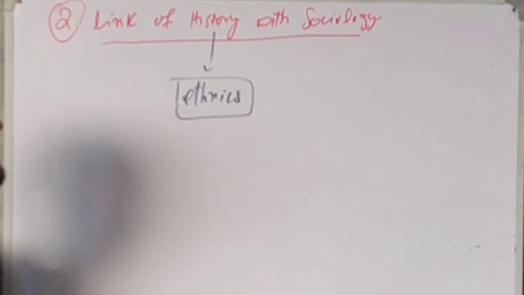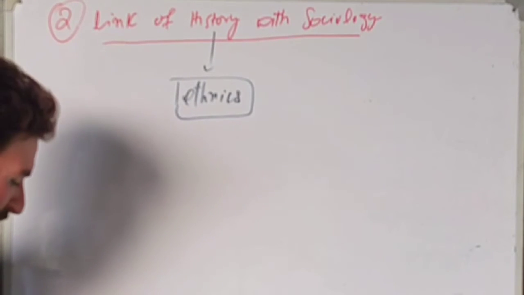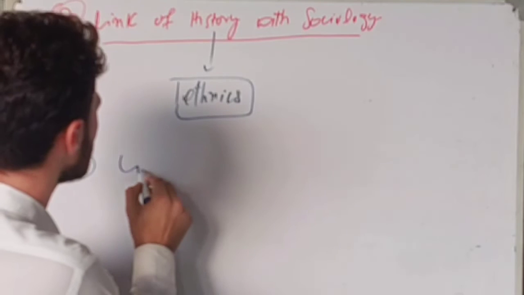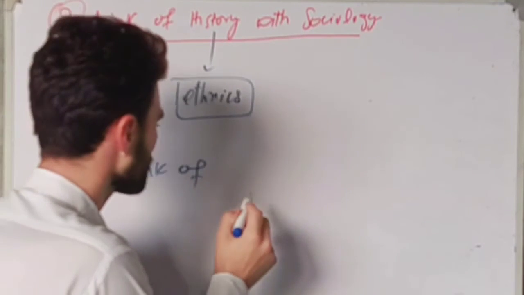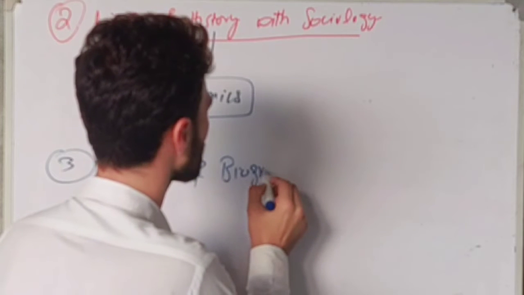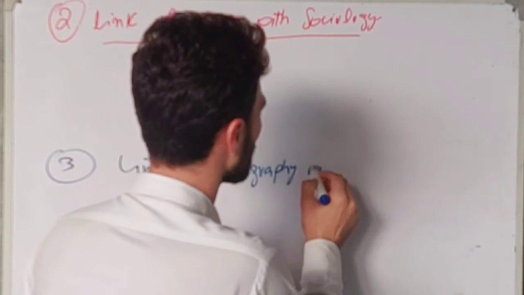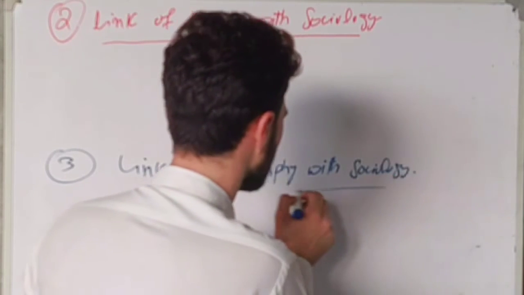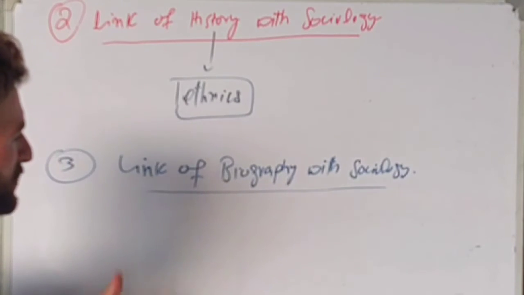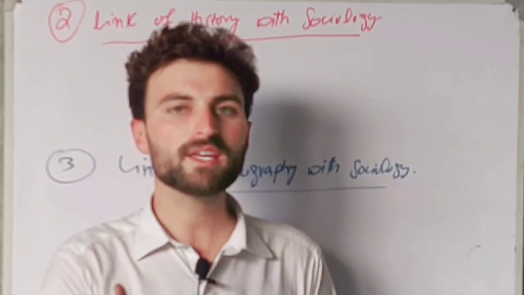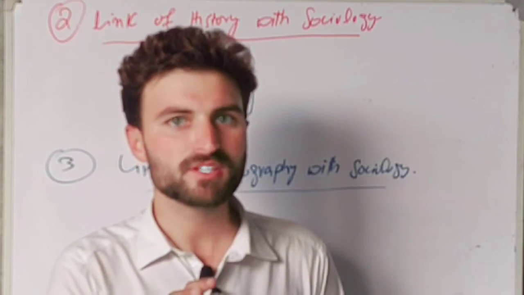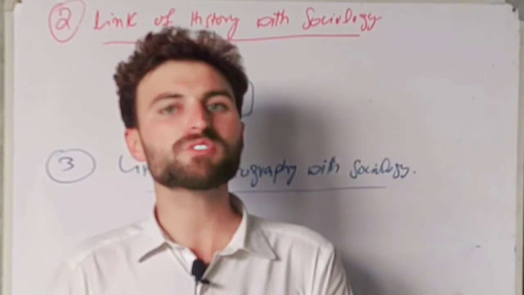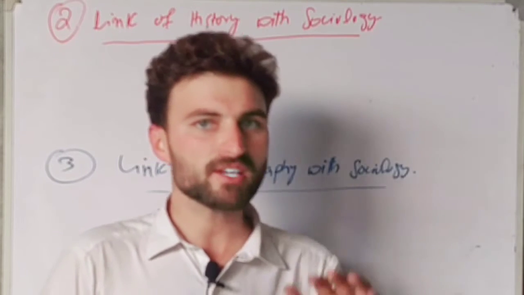After the link of history with sociology, we are going to discuss the third subject, and that is the link of biogeography with sociology. Now what does biogeography mean? In biogeography we normally discuss the organisms that are distributed in different places of the earth, and with this we also discuss the effects of the atmosphere on them.